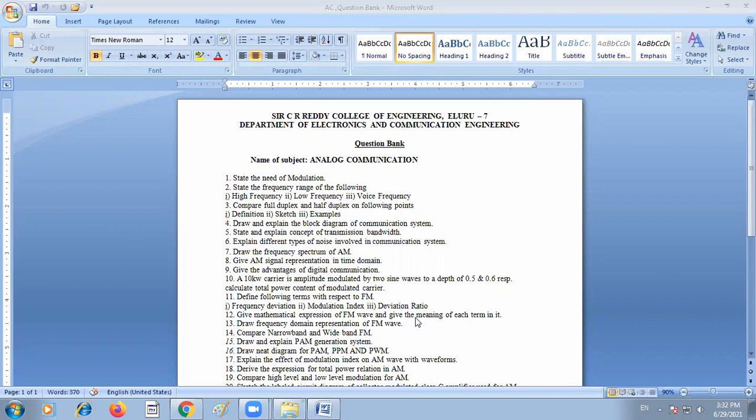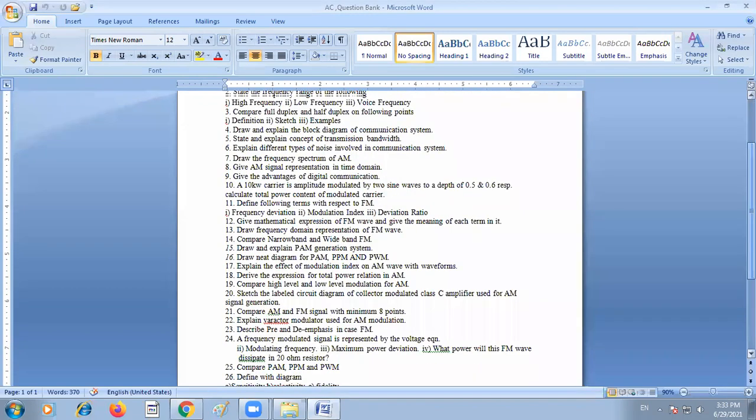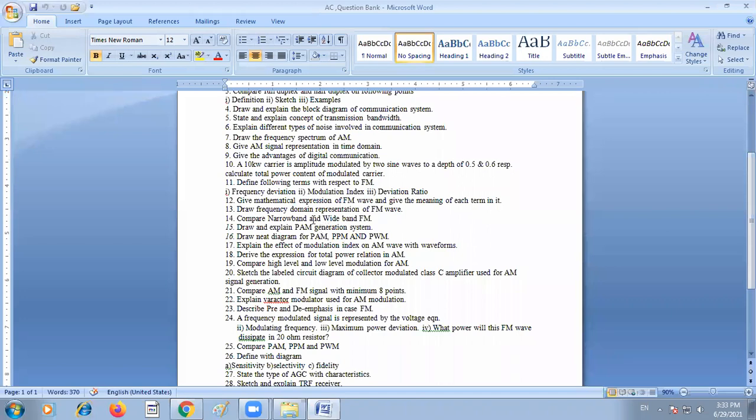And the 13th one is draw the frequency domain representation of FM. Frequency domain representation. There are spectral components. There is infinite number of sidebands. So go through that one. The 14th one is compare narrowband and wideband FM. What is the narrowband and wideband FM? Depending on the modulation index, beta less than or equal to 1 and beta greater than or equal to 1. Beta less than or equal to 1 is narrowband FM, beta greater than or equal to 1 is wideband FM. So depending upon the modulation index of the FM, you can derive the narrowband and wideband. Okay. Some sort of concepts are there depending upon that.